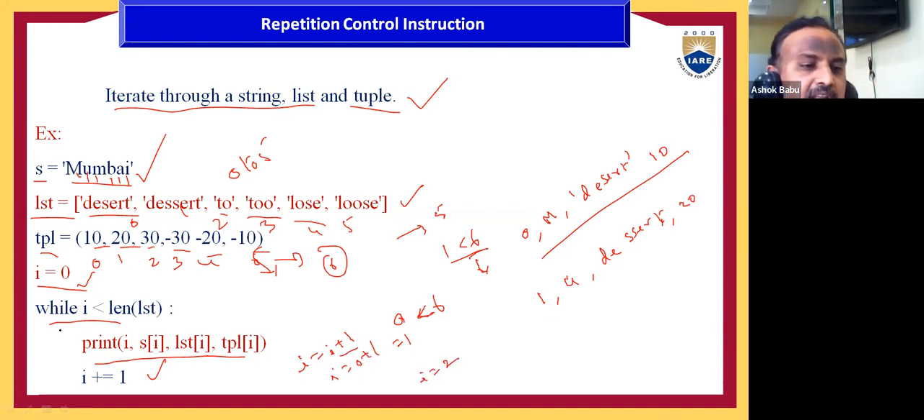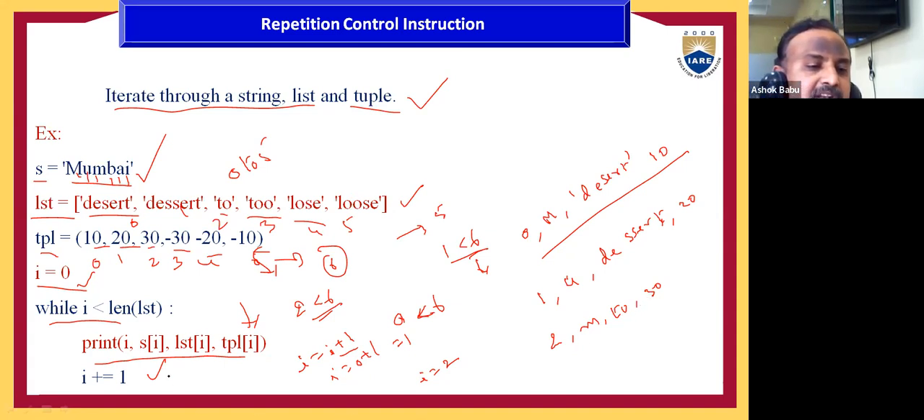When I equal to 2, 2 is less than length of list, 2 is less than 6 only. When 2 is less than 6, again it will come back to the print. So print means I is nothing but 2 comma S of I. What is the second indexing in S? Second indexing in S is 0, 1, 2, small m, the second indexing in the string, N. What is the second indexing in list? PO2 is the second indexing in the list, and second indexing in the tuple is 30. It will print 2 comma N comma PO2 comma 30.